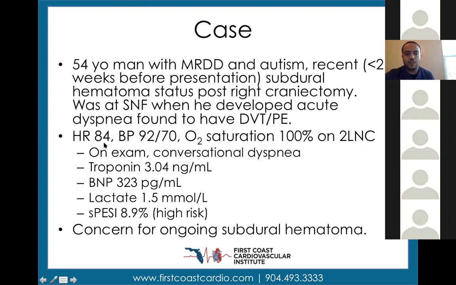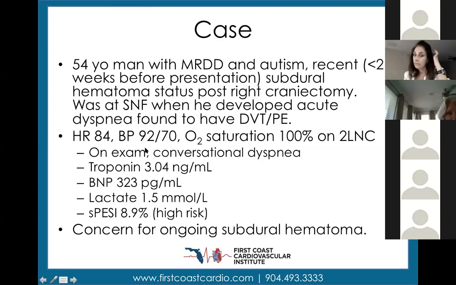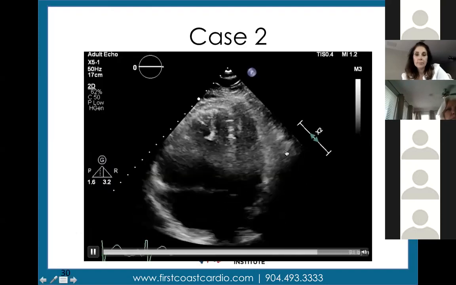And by definition here, his heart rate is 84, his blood pressure is 92, so it's more than 90. He's saturating 100% on 2 liters nasal cannula. So this is submassive by definition. On exam, he's tachypneic. Troponins are positive, BNP elevated. So this is submassive PE, the positive biomarkers. The simplified PESI score is 8.9, and so it's high risk. And there were concerns for ongoing subdural hematomas, so the patient was taken to the cath lab.